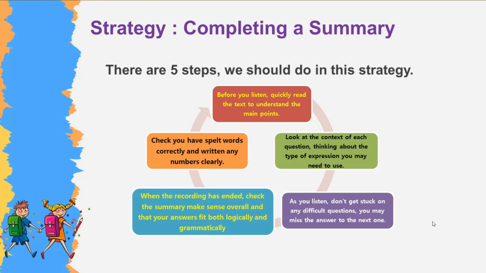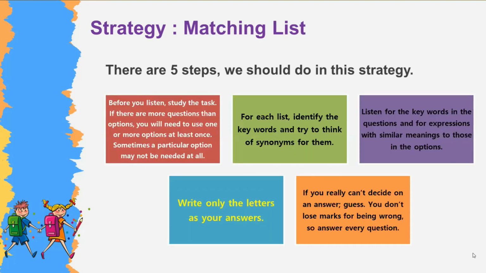And then the last step that you have to do, check you have spelled words, of course, correctly and written any numbers clearly. Spelling, missing a letter, remember, this is for the last step. Okay, and now we come to the next strategy, that is the last strategy. The last strategy here about the matching list. There are 5 steps here that you should do in this strategy.